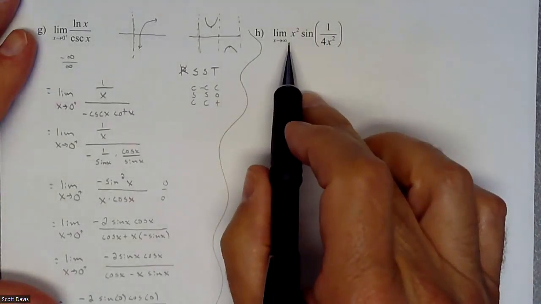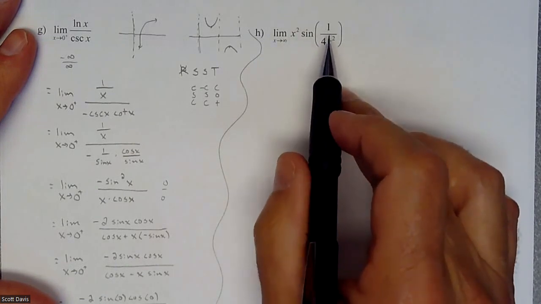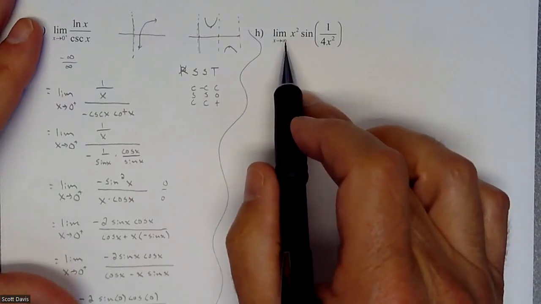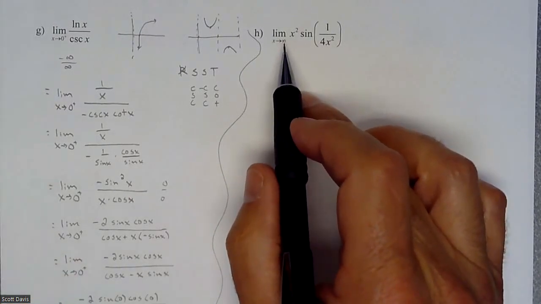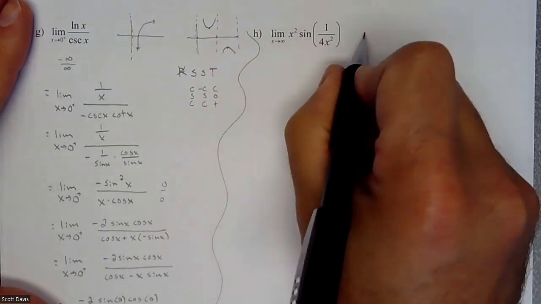In this example, we are going to be doing the limit as x approaches infinity of x squared times sine of 1 over 4x squared. So with any limit, my first thing to do is to just go ahead and plug in an infinity, see what happens. So x squared is going to be infinity.